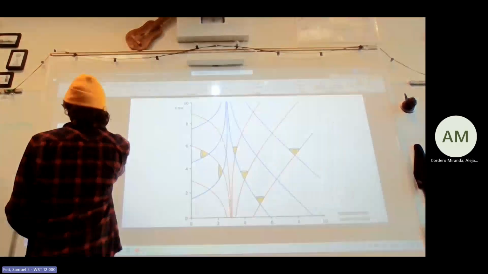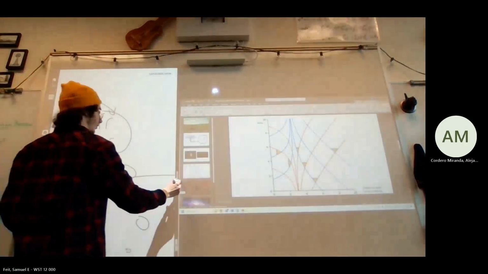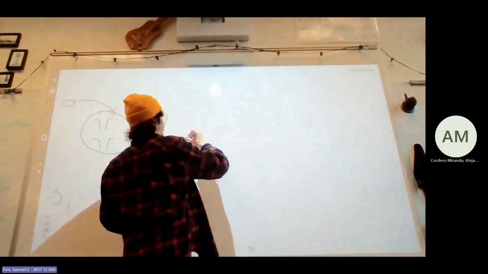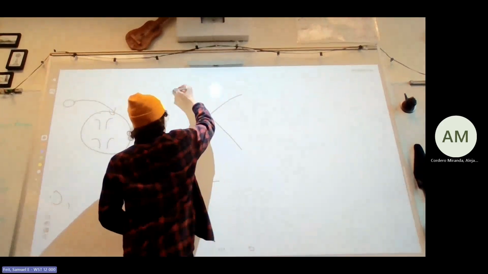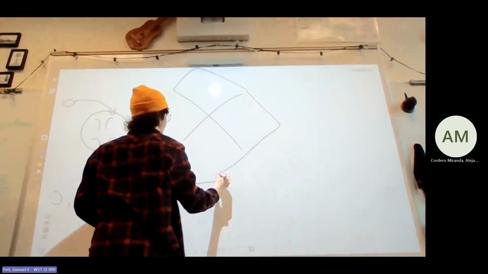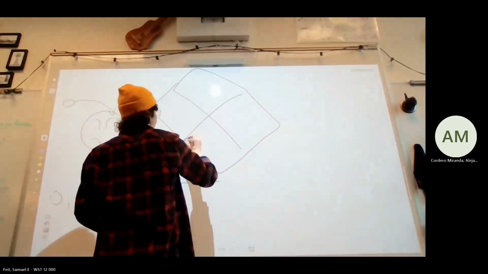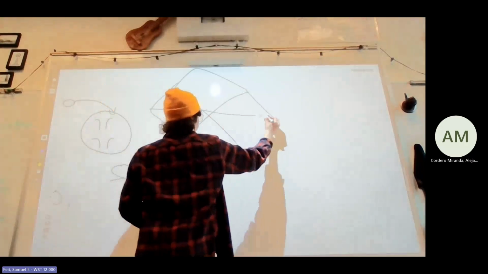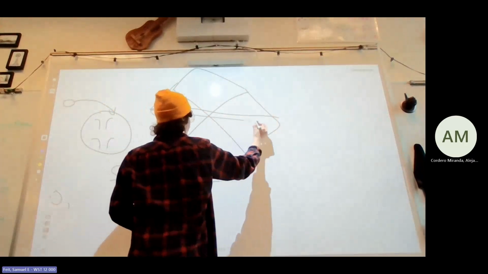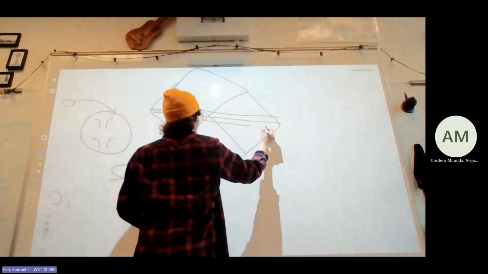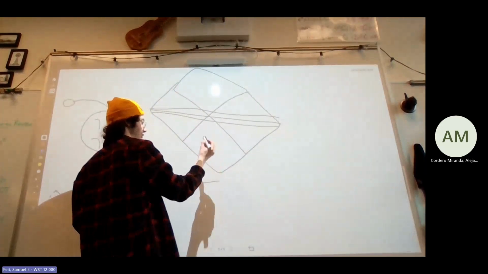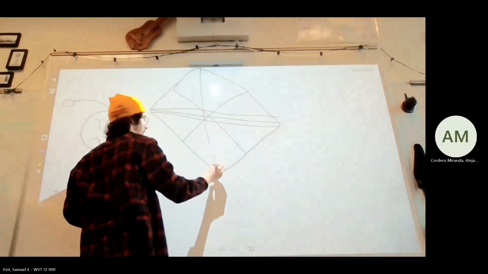I'll just draw this on the other diagram. It's easier. If this is space-time, I'll draw the full diagram just so you get an idea. Each horizontal line is like that, and each vertical line is like that.